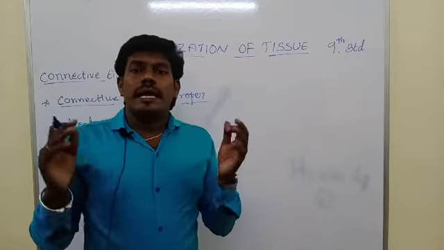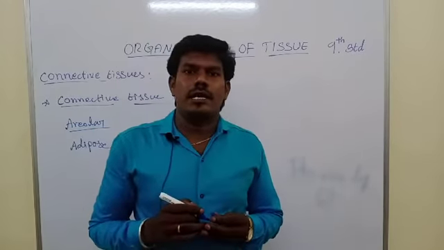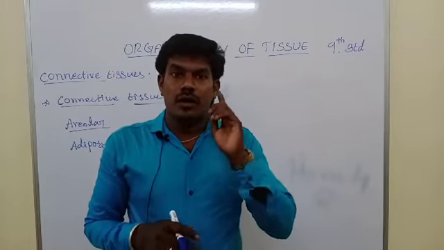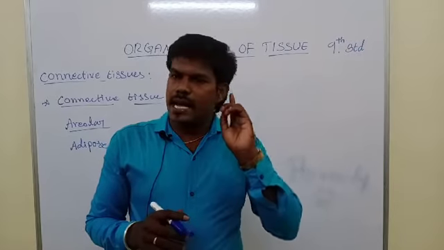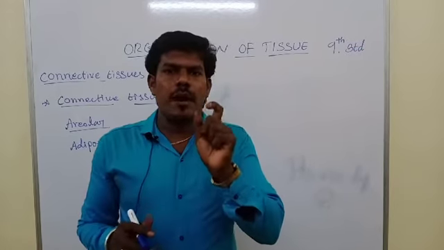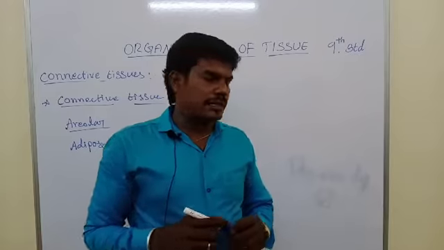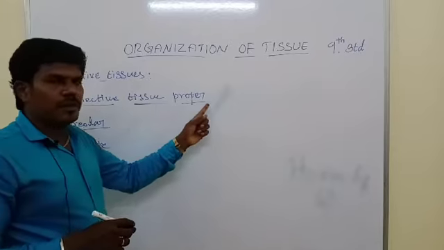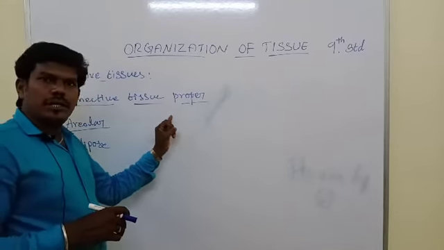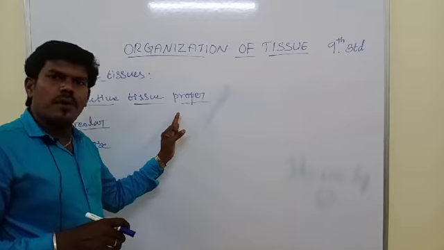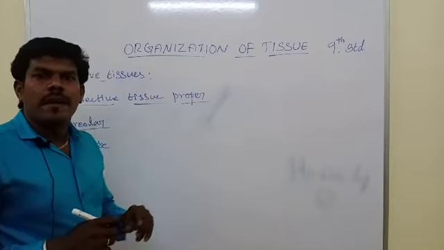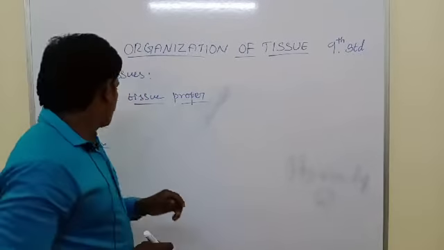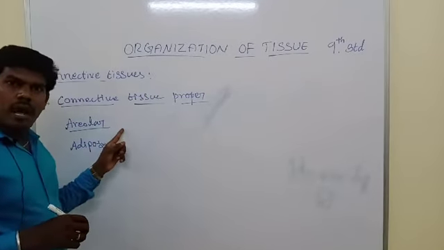Very simple. The connective tissue proper consists of collagen fibers, elastic fibers and fibroblast cells. So the areolar tissue is composed of collagen fibers, elastic fibers and fibroblast cells. First one, areolar tissue. It has cells and fibers, loosely arranged.